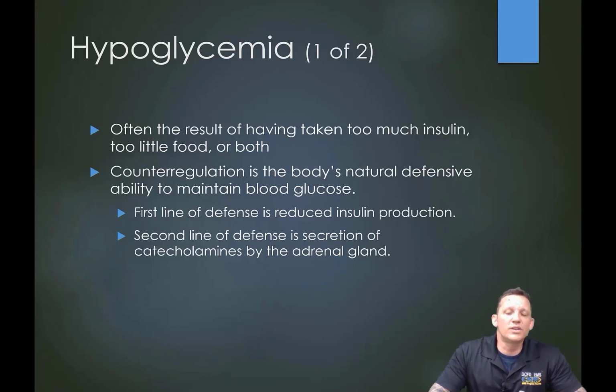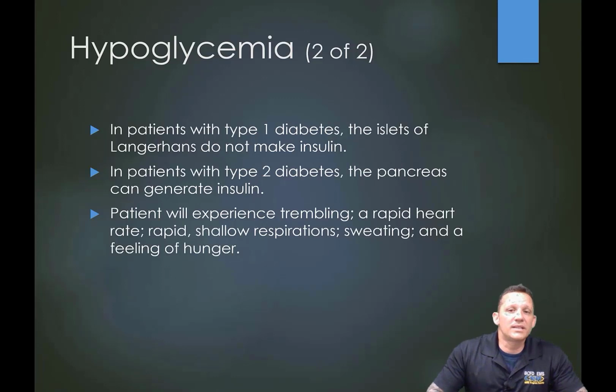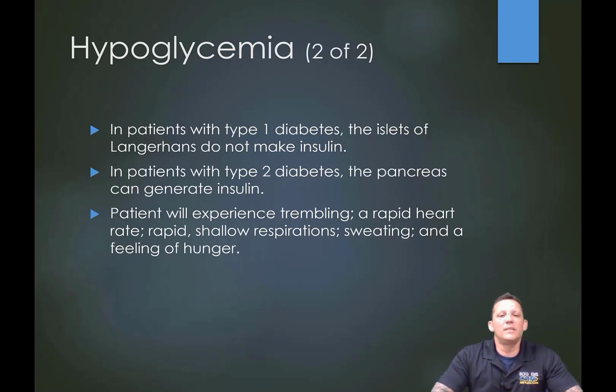The counterregulation is the body's natural defense to the ability to maintain blood glucose. So this first line of defense is reduced insulin production, and then the second line of defense is the secretion of catecholamines by the adrenal gland. In patients with type 1 diabetes, the islets of Langerhans do not make insulin. So again, this is the inability to make insulin. In patients with type 2 diabetes, the pancreas can generate it, but again, we need to remember the big difference here is it's not generating enough. And so it's either going to be modified by diet or by non-insulin medications.